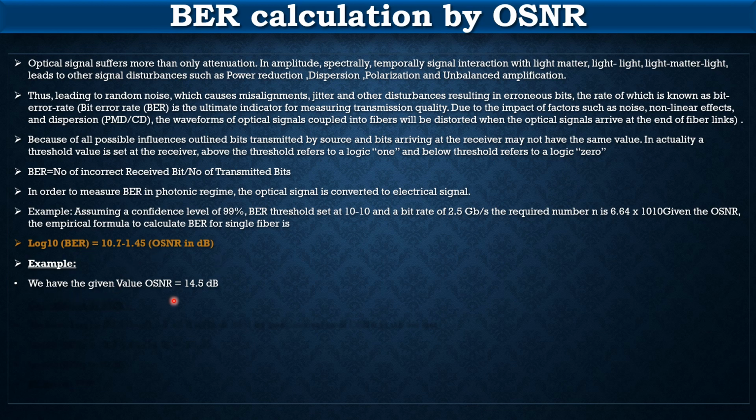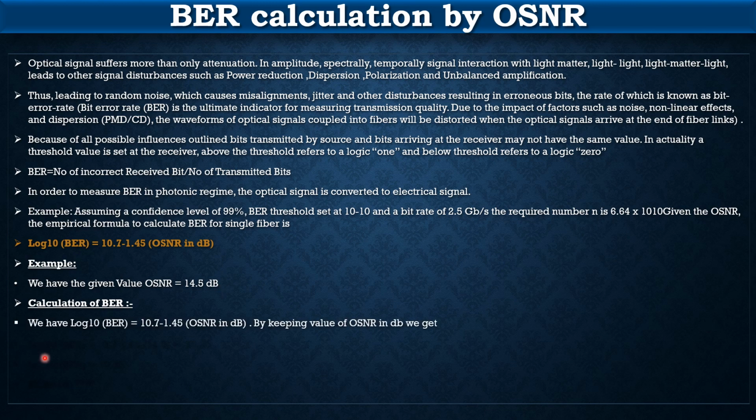We have a given signal with OSNR 14.5 dB. So the calculation of BER is like this. By putting the values in this formula, we can see that log10 BER is equal to −10.30, or you can say BER is equal to 10^-10.30. So this is the bit error rate we can calculate from the OSNR by this formula. And this is a very important parameter, as bit error rate defines the performance or quality of the transmission system.